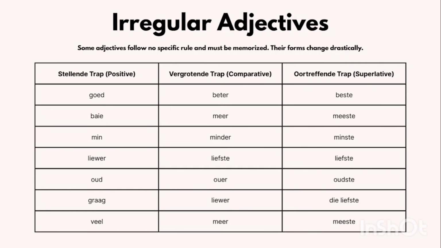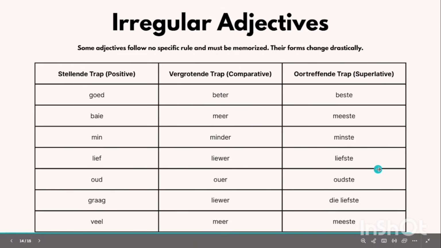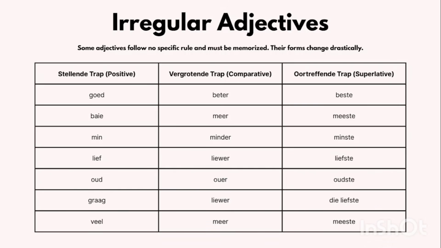They love to ask these ones as well, especially the first and the second one and the third one. Okay. So goed, beter, beste, baie, meer, meeste, min, minder, minste. Then we have lief, liever, liefste. Oud, we just did. Graag, liever, die liefste is one that I'm not familiar with, even when spoken. And then veel, meer, meeste. So these ones, you have to learn them one by one.